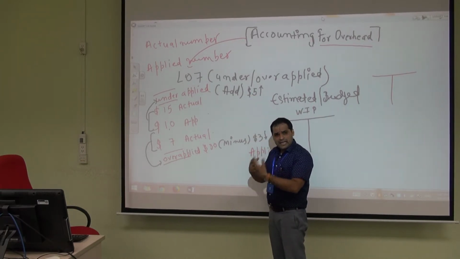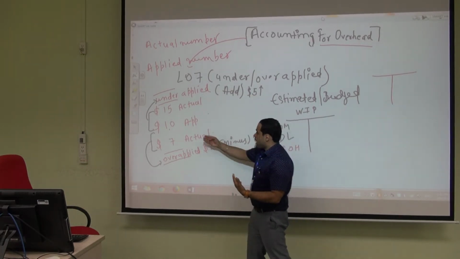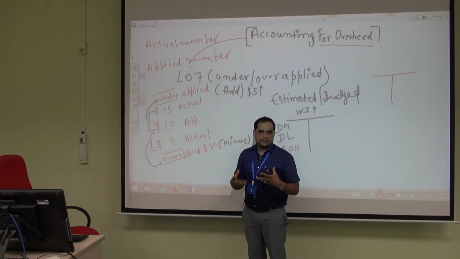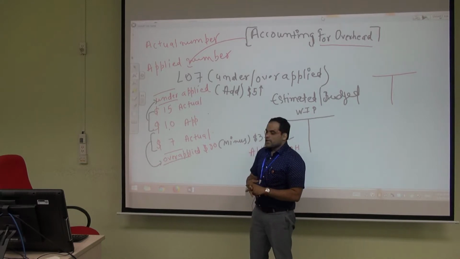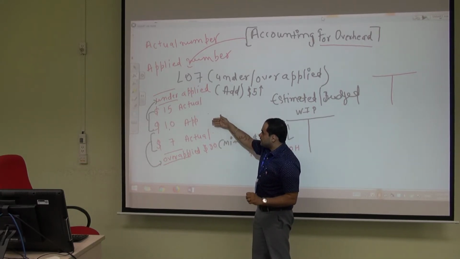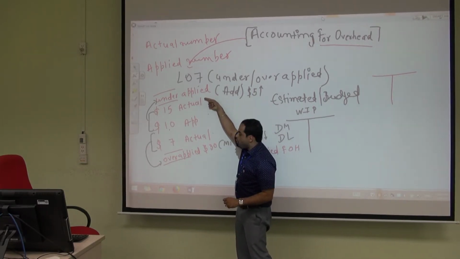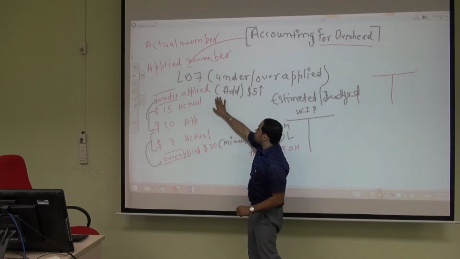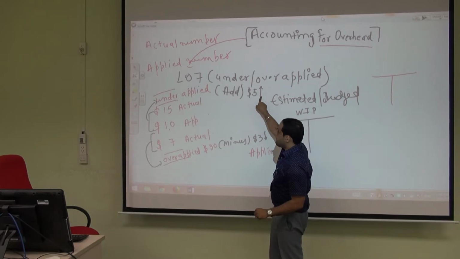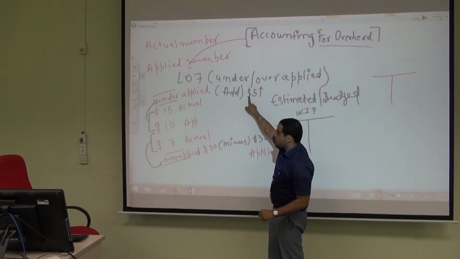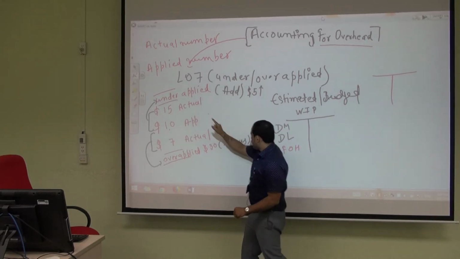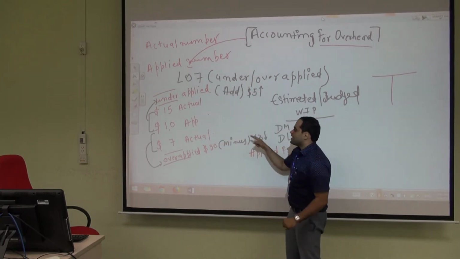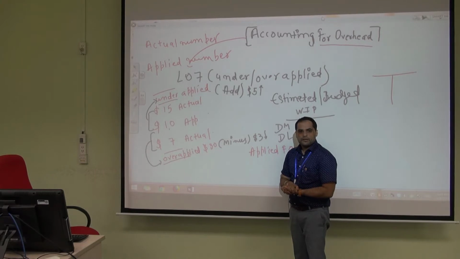There are very few circumstances when your applied and actual are similar, but it depends. If they are not similar, you're going to be in either this situation or that situation, not both. In this situation, you will increase by the balance, which is 5, or you decrease by the balance, which is 3 here.